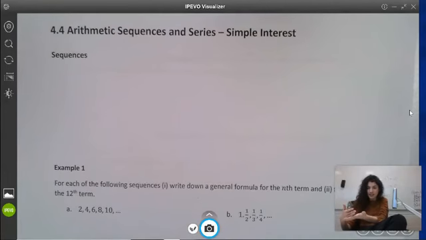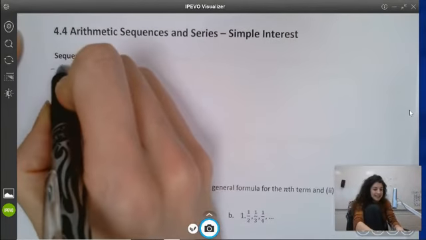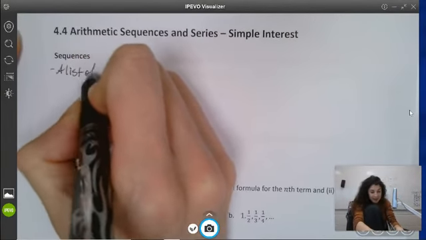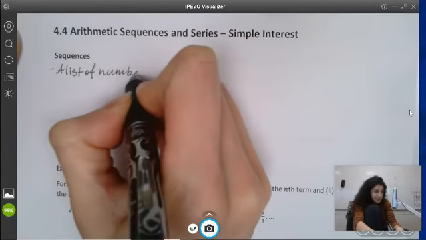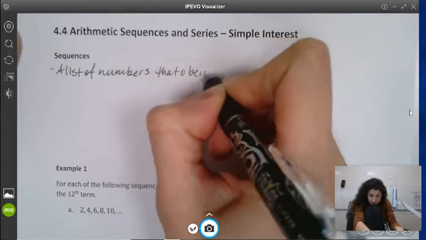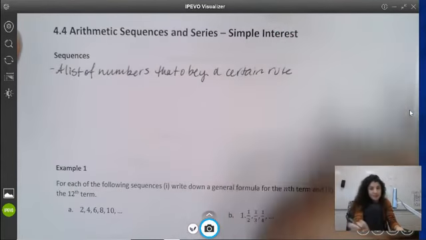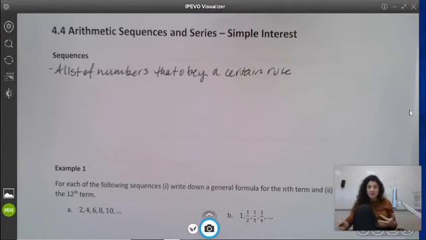This is going to be a sequence of 3 lessons that we're going to go through that lead up to simple interest. But first, we're going to start off today with some baby steps. A sequence. What is a sequence? A sequence is a list of numbers that obey a certain rule. And to be honest, it doesn't even have to be numbers.